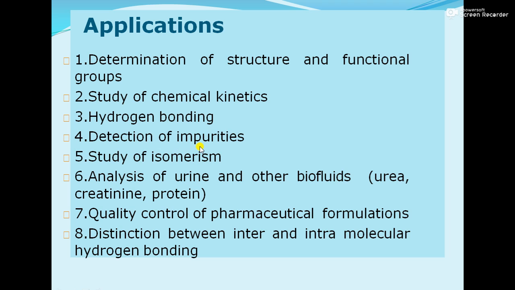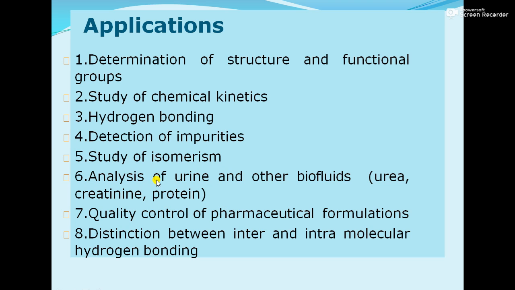The next is the detection of impurities. The IR spectra of an impure sample will show extra absorption bands compared with the IR spectra of the pure sample. So the presence of impurity can be easily detected. Then the study of isomerism can be done, like keto-enol tautomerism can be studied with the help of IR spectroscopy. The IR spectra show characteristic absorption of carbonyl groups for keto, whereas a broad OH and C double bond C stretching frequency is seen for enol. So keto-enol isomerism can be detected. Then it helps in the determination of the size of ketone rings.